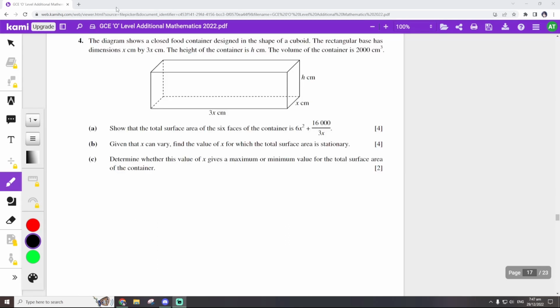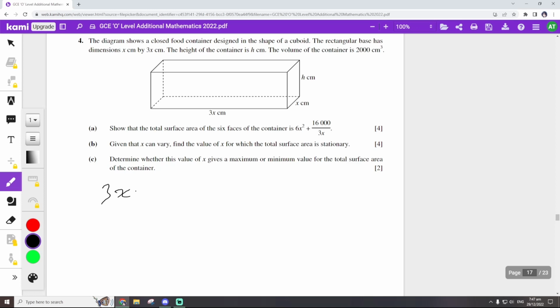Question 4. We have a closed container designed in the shape of a cuboid. The rectangle base is x by 3x, the height of the container is h. Volume of the container is 2000 cubic centimeters. Show that the total surface area of the 6 faces is this. Okay, so we want to get this just in terms of x, so it may be helpful to get h in terms of x, right?